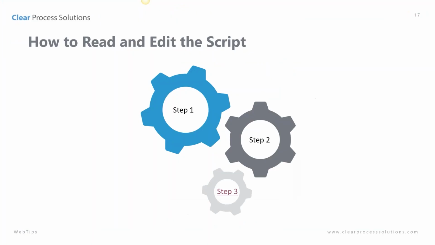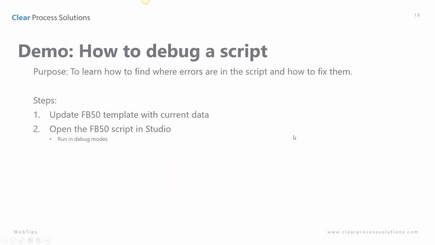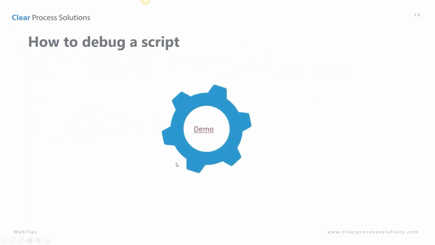Go back to the presentation here. And let's demo this whole thing so that you can see how it works. So what we're going to do is go to our FB50 new script that we've inserted a new screen on. We're going to put some data in our template, and we're going to run it in debug mode. The reason I want to run it in debug mode is that it'll help us pause through it, and you can see how those OK codes work.